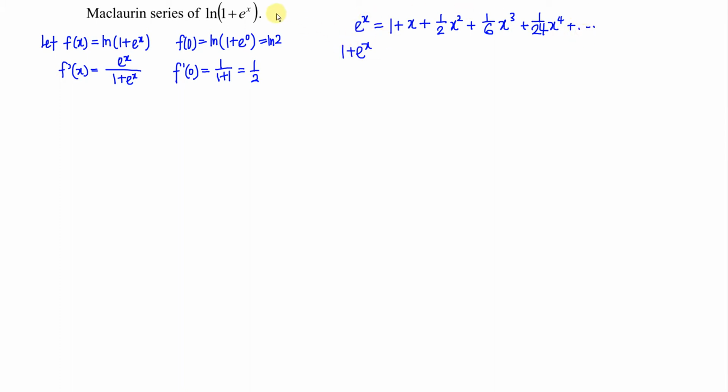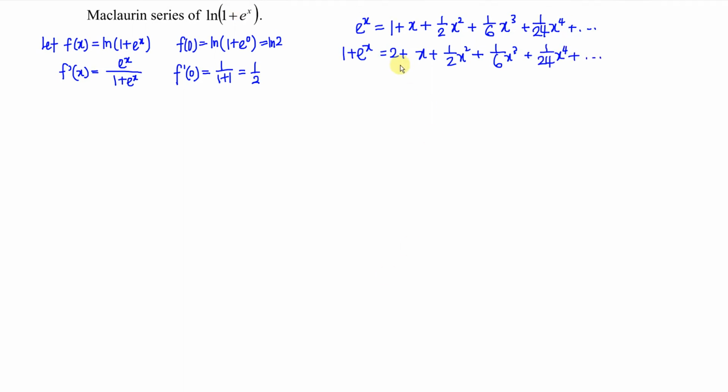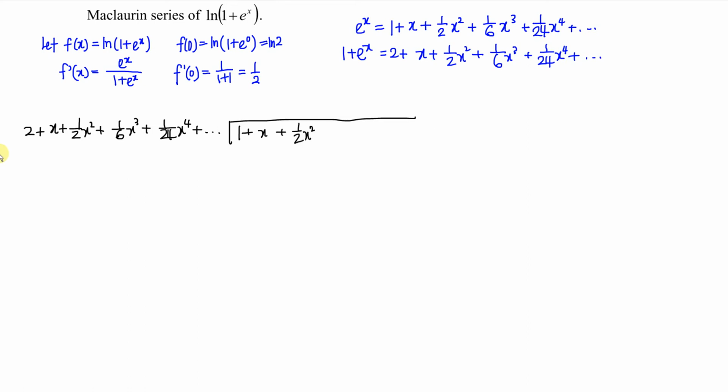Meaning to say, if we take 1 + e^x, we take 1 plus the series above. So 1 + 1, we obtain 2. So we have 2 + x + 1/2 x^2 + 1/6 x^3 + 1/24 x^4. Next, we apply long division by taking the second term divided by the first term. So we have 2 + x + 1/2 x^2 + 1/6 x^3 + 1/24 x^4 and so on, divided by 1 + x + 1/2 x^2 + 1/6 x^3 + 1/24 x^4 and so on.